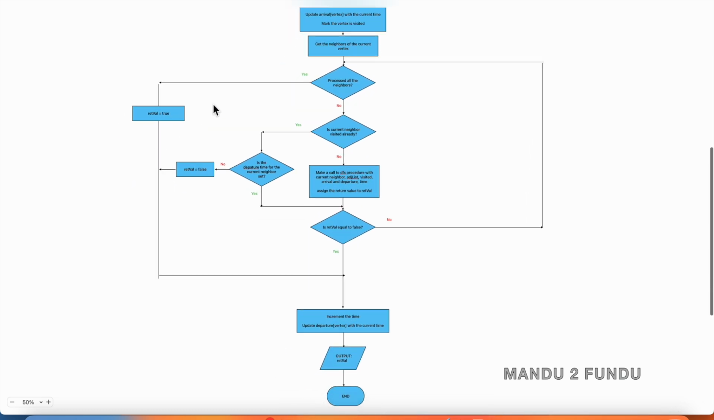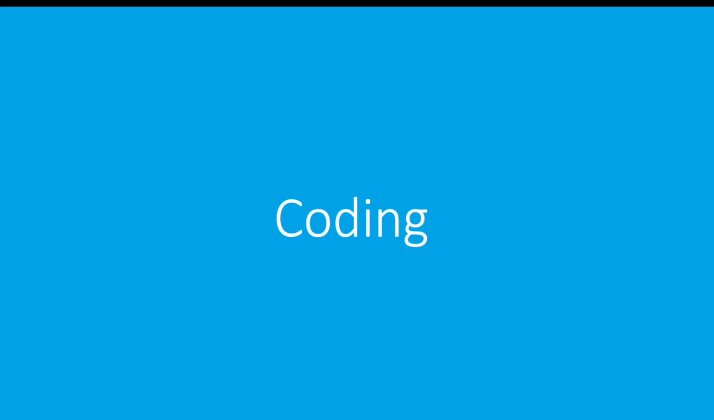So yeah, this is an extension to the standard DFS code. Check whether the departure time is not set for the neighbor which is already visited. This is the condition we use for detecting the cycle in the graph. Let's move on to coding.